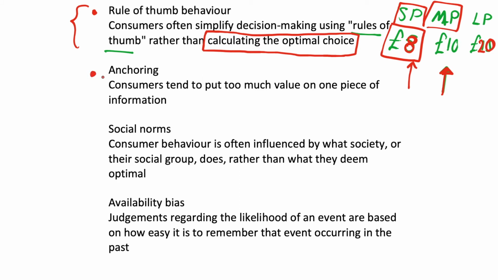And this is where consumers tend to put too much value on one piece of information. So what is our example here? Well, let's consider that we are trying to find out how much our car insurance is going to cost, and we're a new car owner, and so we've never had any experience of how much car insurance is, and we go to a website and they tell us, okay, it's going to cost you £100 for a year of car insurance.